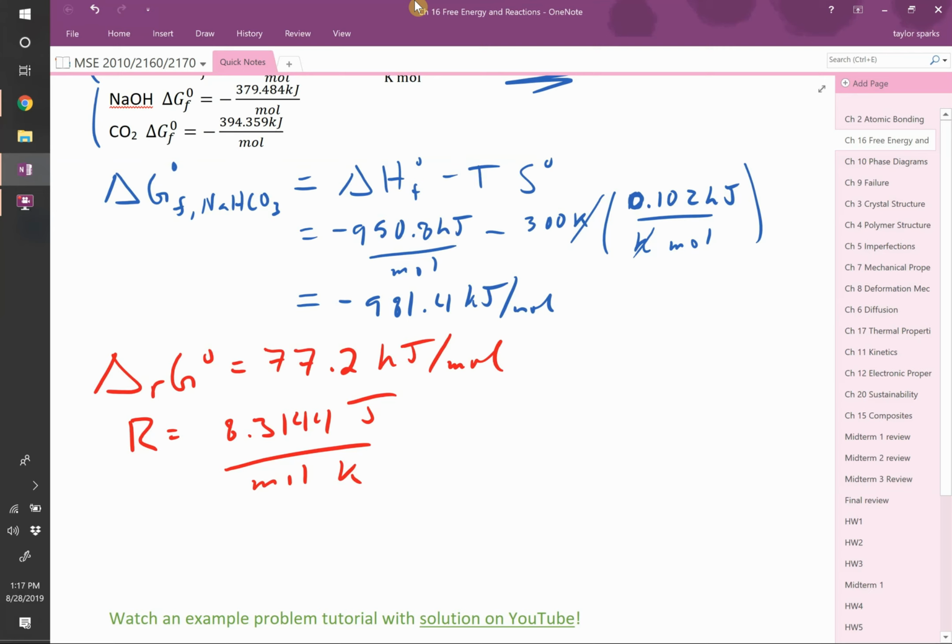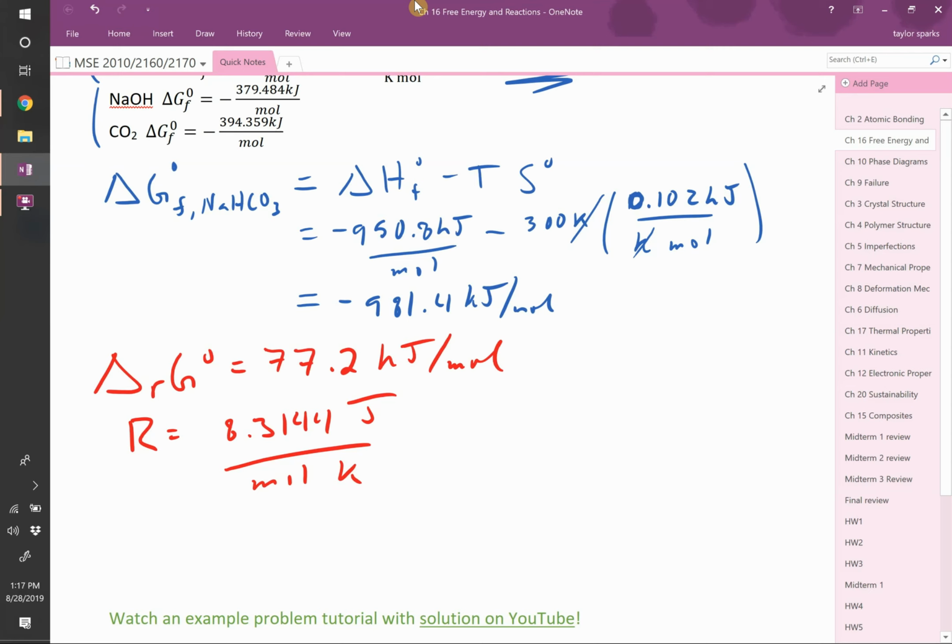Okay, so the key equation we're going to use is delta Rg equals delta Rg naught plus RT natural log Q. And then at equilibrium, you know that this is set to equal 0. And then you know this, that's your 77.2. You know the gas constant, you know temperature, you just have to solve for Q. Oh, okay, so isolate natural log Q, get everything on the other side, and then raise both sides e to that number, and that will make the natural log go away.